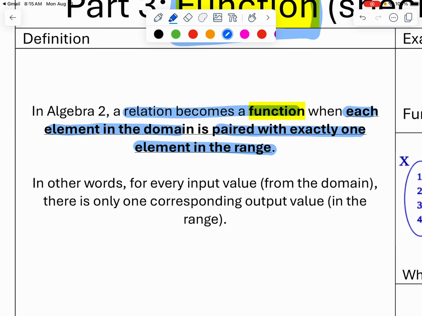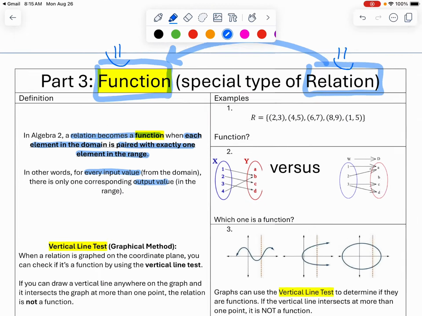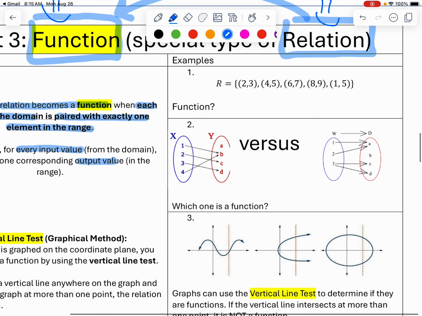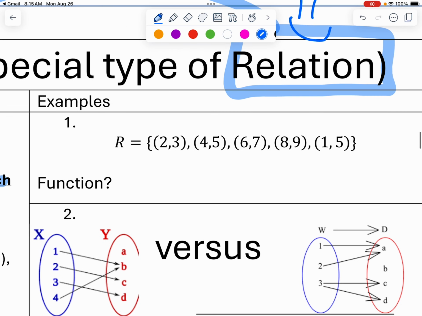If you're in a functioning relationship, your significant other really should only have one other significant other. So every input should only have one output. Hopefully that's helpful for you. And you can use a vertical line test, and I'll show you that with number 3. So let's take a look at this example.